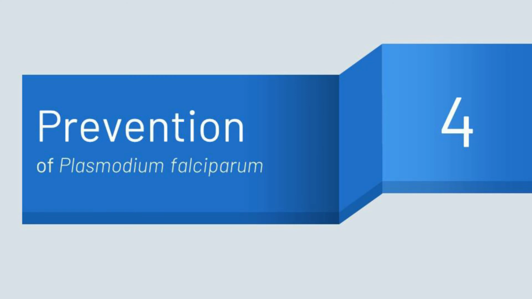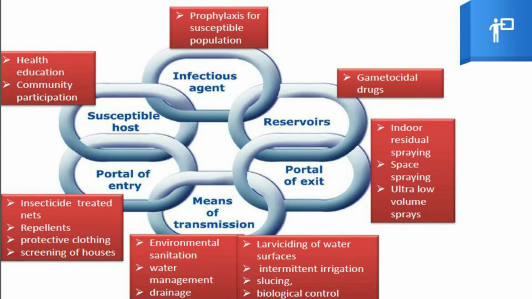In order to prevent the transmission of malaria or the Plasmodium falciparum, we have here a chain. As you can see here in the chain, we have the infectious agent, the reservoirs, the portal of exits, means of transmission, portal of entry, and susceptible hosts. To prevent the transmission of Plasmodium falciparum, we need to break this chain. For the infectious agent, we should use prophylaxis for the susceptible population. In the reservoirs, we should also use the gametocidal drugs.